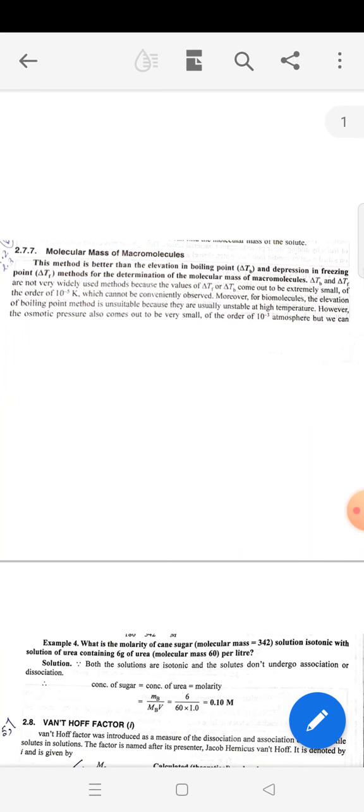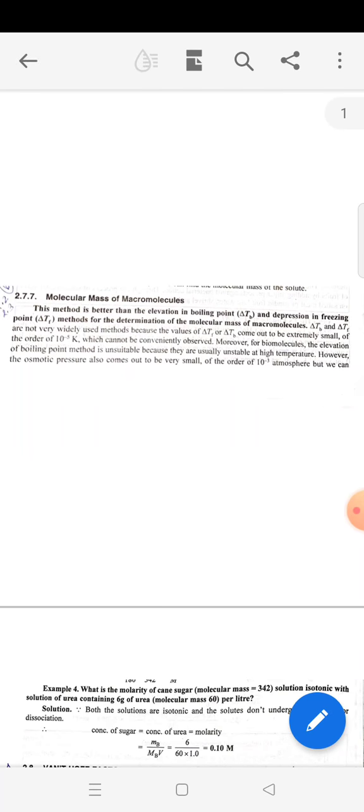Okay, so here you can see which method is better. The method most appropriate to calculate the molar mass of especially macromolecules is the osmotic pressure method. The reason being, this method is better than the elevation of boiling point, that is delta Tb, and depression of freezing point methods for the determination of the molecular masses of macromolecules.